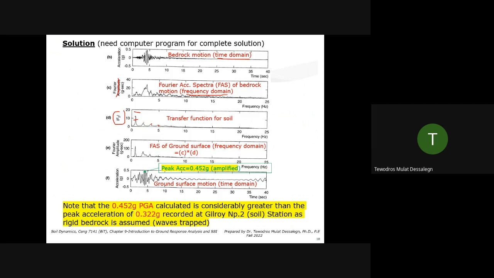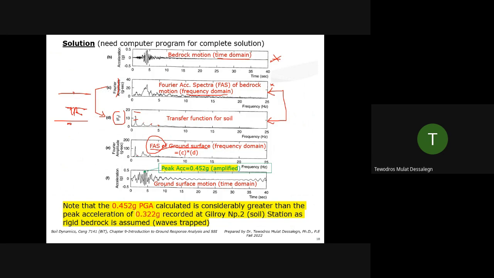Then now what do you do? Time history motion, you have phase in the frequency domain, you have the transfer function, then multiply these two, right? If you multiply these two, the phase of the ground surface is what you get. You multiply the bedrock motion by the transfer function, you get the ground surface, but it's still in phase form, frequency domain. So this is C times D. C times D will give you the ground surface. So the bedrock motion times the transfer function gives you the ground surface motion.